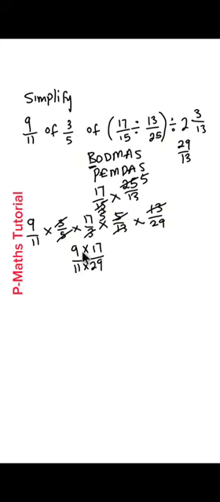So we multiply. 9 times 17 gives us 153. 11 times 29 will give us 319. Now both numbers have no common factor, so they cannot divide. We leave it as our answer.